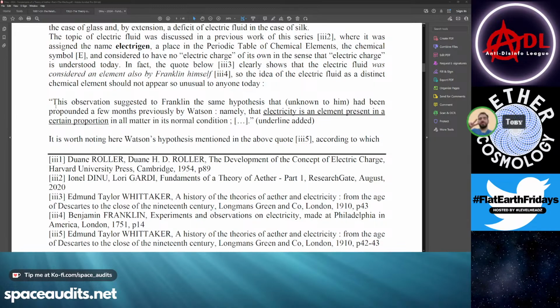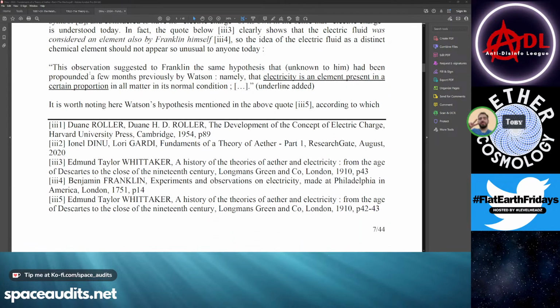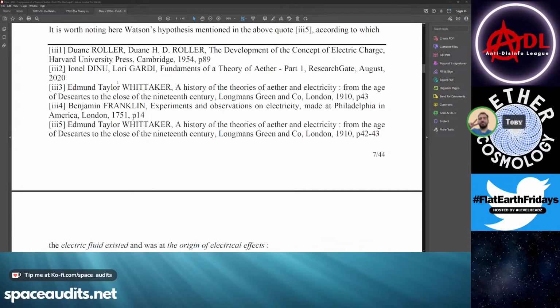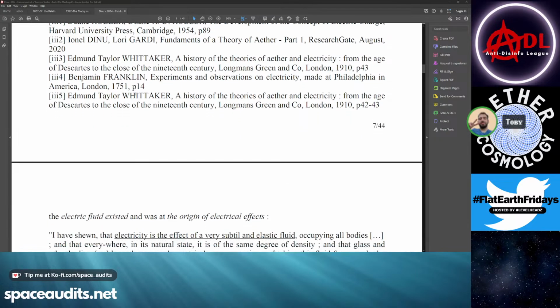This observation, quote, this is again, I think, from citation triple I4, which is Benjamin Franklin, Experiments and Observations on Electricity. This observation suggested to Franklin the same hypothesis that, unknown to him, had been propounded a few months previously by Watson, namely that electricity is an element present in a certain proportion in all matter in its normal condition. It is worth noting here Watson's hypothesis mentioned in the above quote of citation triple I5, which is Edmund Taylor Whittaker, A History of the Theories of Ether and Electricity.